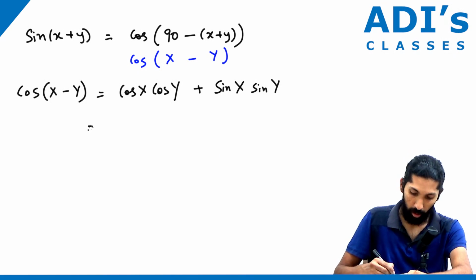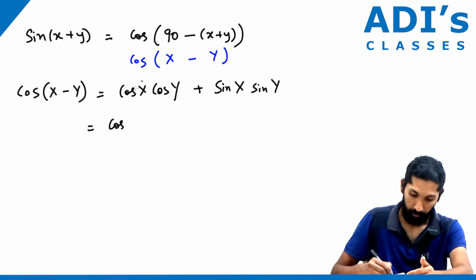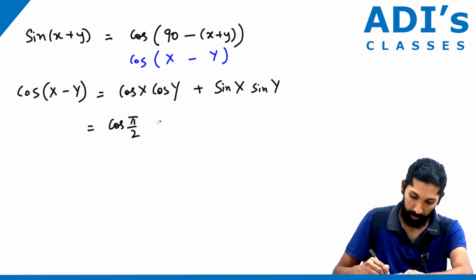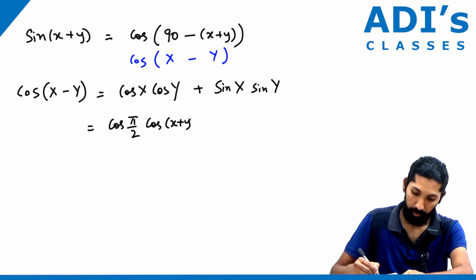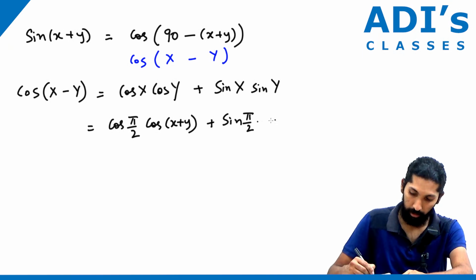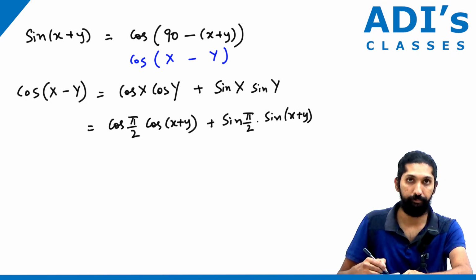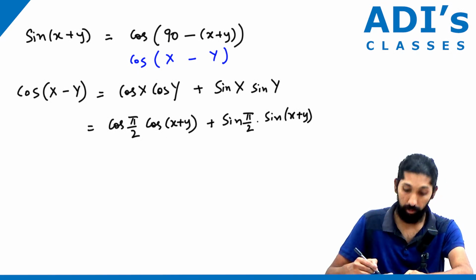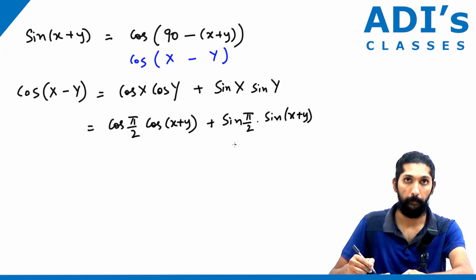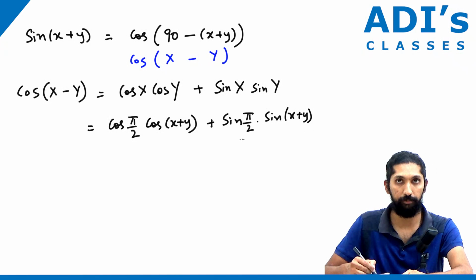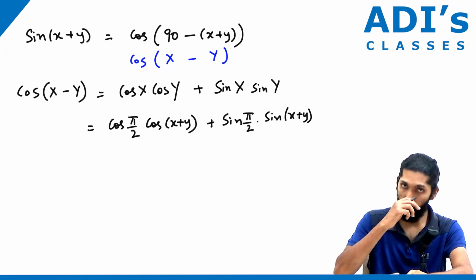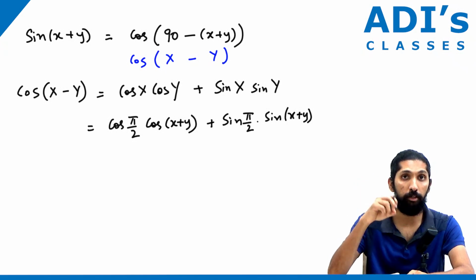So in this case, what is the value of X? 90 or pi by 2, right? So cos pi by 2 into cos of X plus Y plus sin pi by 2 into sine of x plus y. Correct? This is what we have. Now, cos pi by 2 is 0, so we are not going to do anything for this one. And sine pi by 2 is going to be 1. Right? So we end up with sine of x plus y itself, no change.